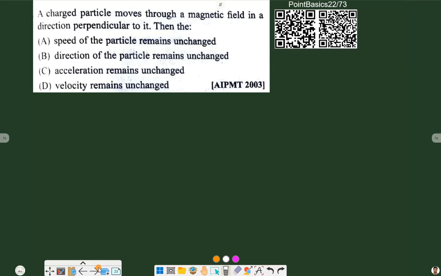Moving to the next one. A charged particle moves through a magnetic field in a direction perpendicular to it. Then speed of the particle remains unchanged, direction remains unchanged, acceleration remains unchanged, velocity remains unchanged. So we know when velocity is perpendicular to the magnetic field, then there is a force acting, that is magnetic force, and that is also perpendicular to the velocity. And in one of our previous videos, we already discussed that work done by the magnetic force is zero. So change in kinetic energy is also zero.